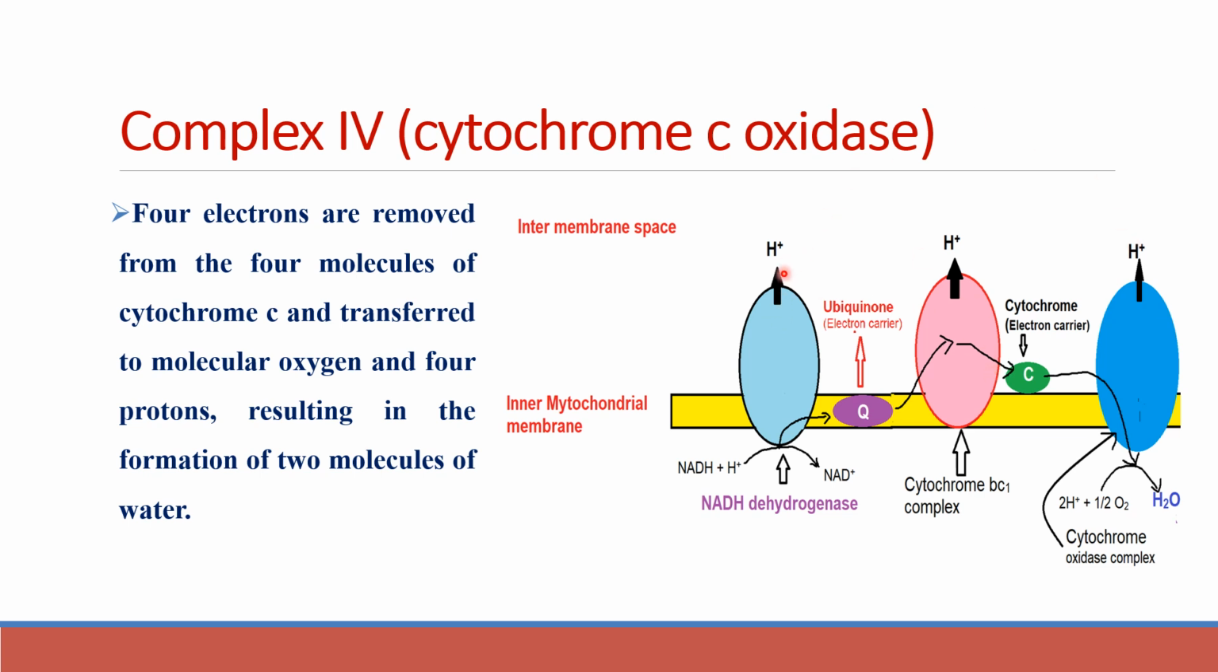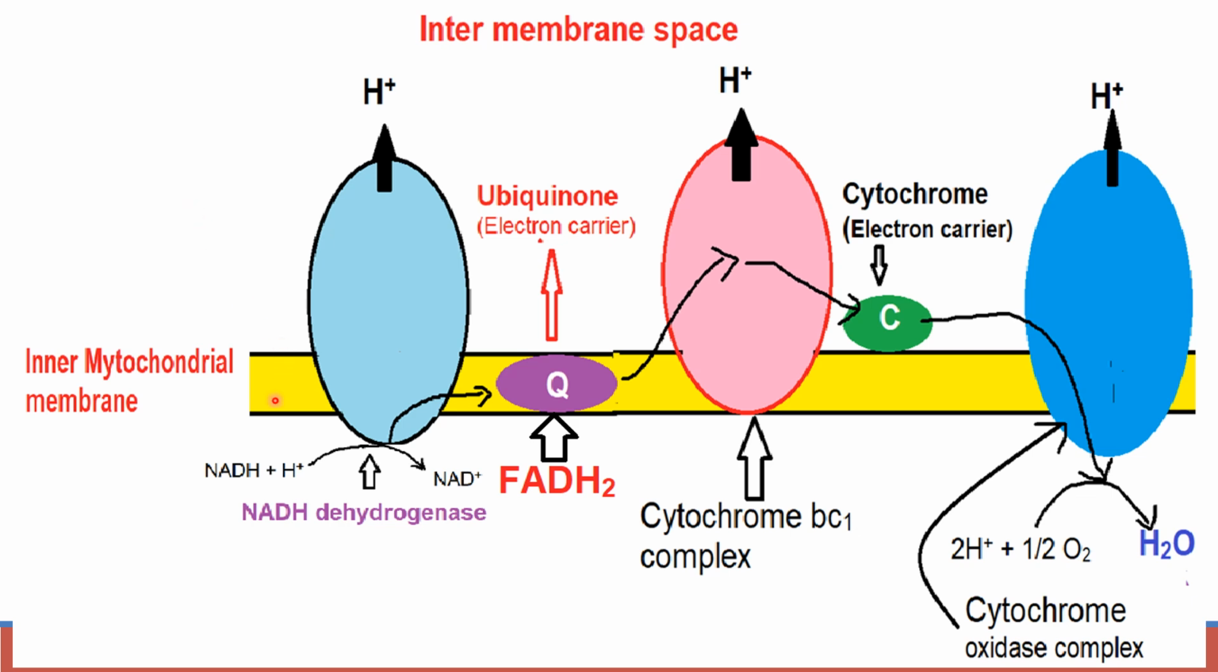So these are the 3 sites: complex 1, complex 3, and then complex 4. While when it comes to succinate and FADH2, it goes like this. Let me summarize the electron transport chain and the complexes. This is complex 1, which is NADH dehydrogenase, where the NADH plus H plus, which is formed from the oxidation of biomolecules, enters here, thereby transferring electrons, and the protons are pumped into the intermembrane space. The electrons are taken up by ubiquinone, which is the mobile electron carrier, and this transfers them to complex 3.